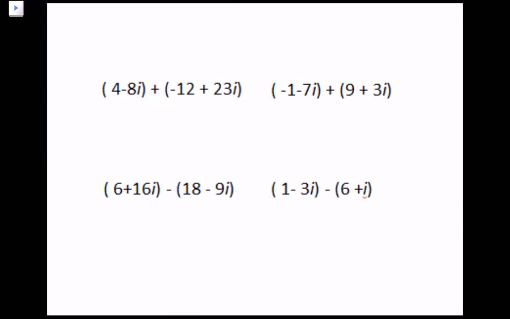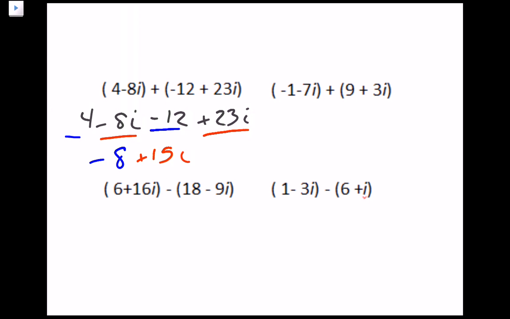Next, we're going to add and subtract. When we add and subtract, it's really easy. We're basically going to treat the i like it was an x or a y or some sort of other variable. And we're only going to combine it when it's going to be combined with a like term, when it also has an i. So if I'm adding, that's really like just distributing a positive 1. So I can drop my parentheses, which gives me 4 minus 8i minus 12 plus 23i, and now I combine like terms. So 4 minus 12 would give me negative 8. Negative 8i plus 23i would give me 15i. And I'm done.